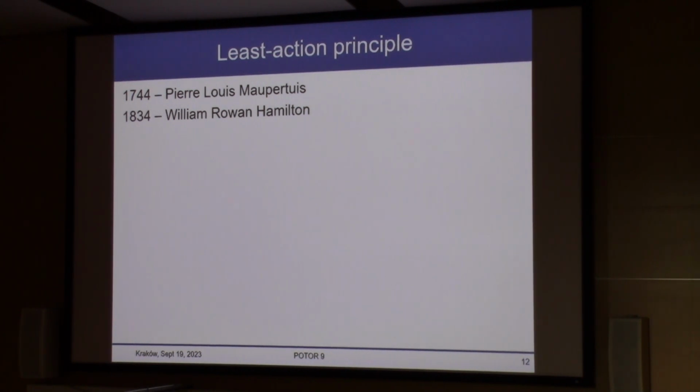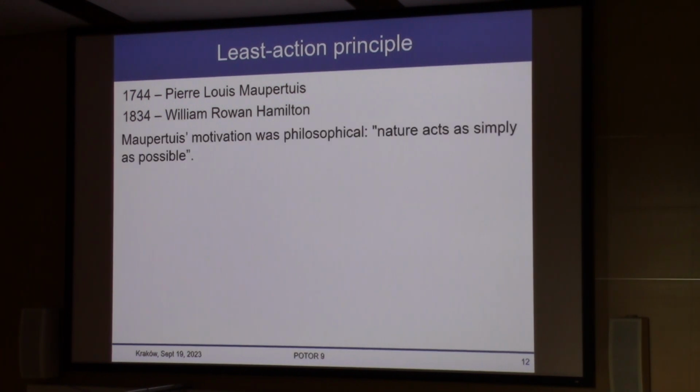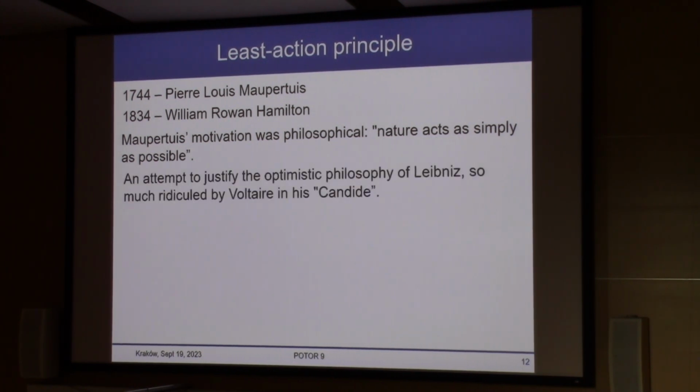The first version was formulated by Maupertuis, and almost 100 years later, Hamilton formulated the contemporary version, which we now call the Hamilton principle. Maupertuis' motivation was purely philosophical. He wanted to justify the optimistic philosophy of Leibniz, so much ridiculed by Voltaire.